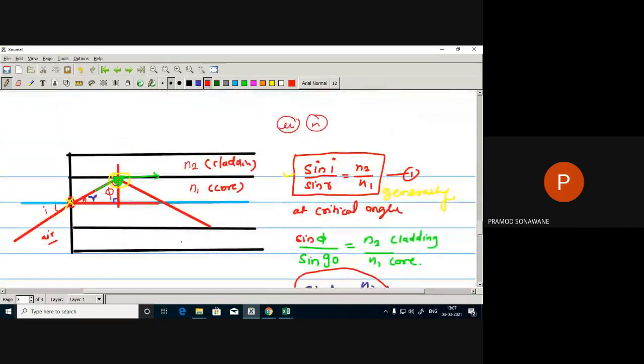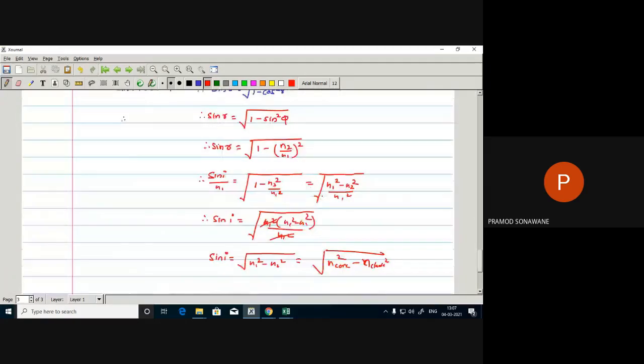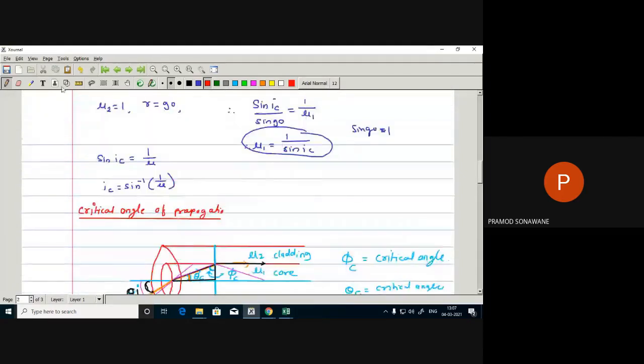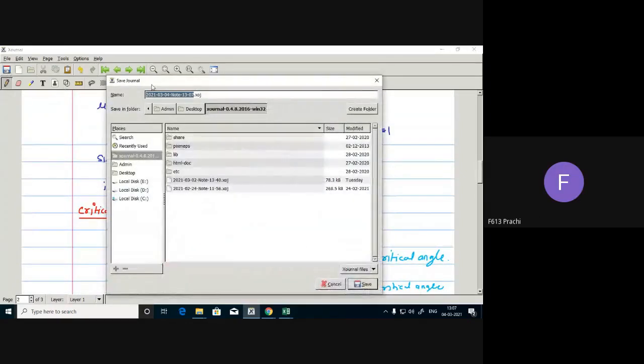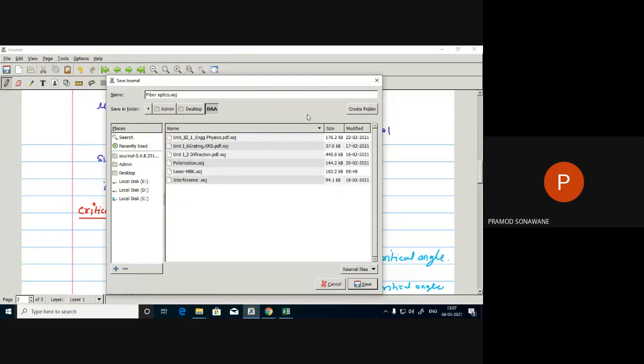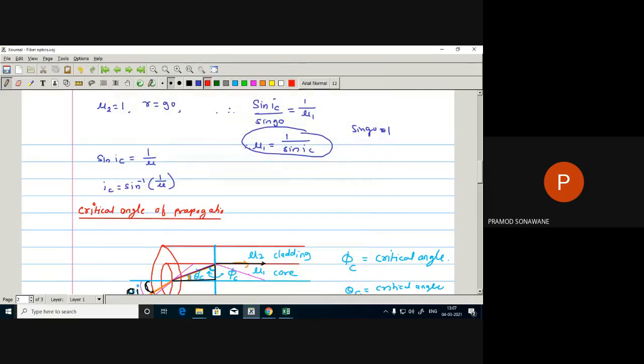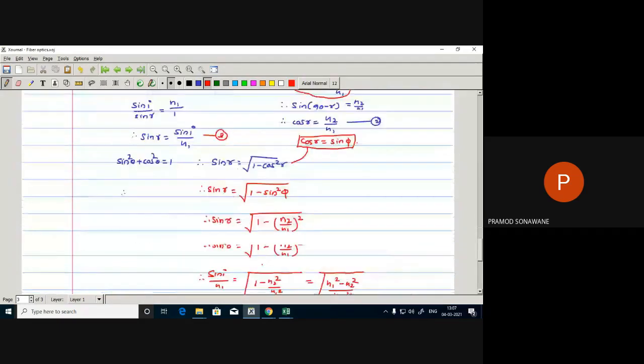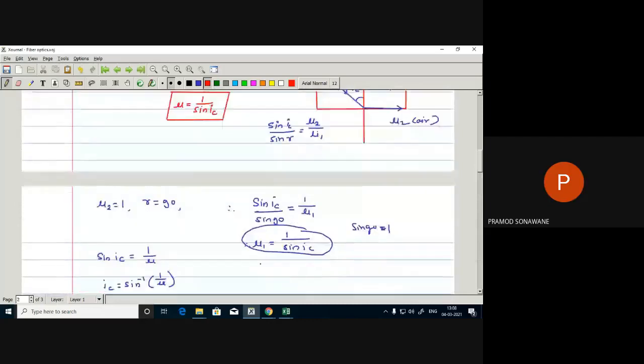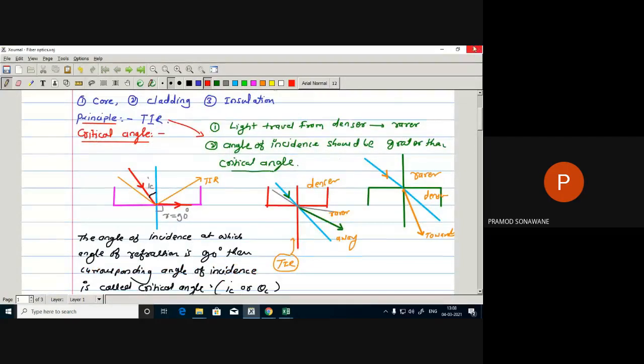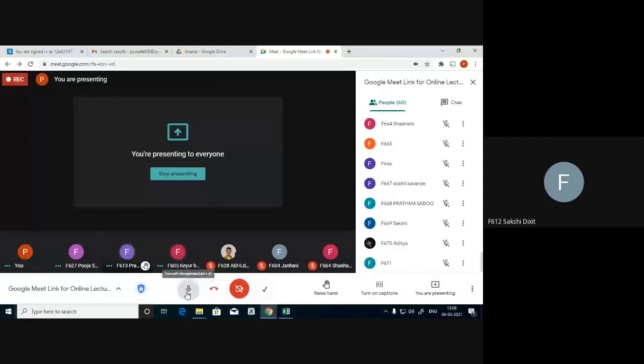Okay, so this page, you may need it. Any doubt in this derivation? No, sir. No, sir. After this is done, I will send it to you, okay? Shall I stop? Okay? Yes, sir. Okay, sir. Yes, sir.